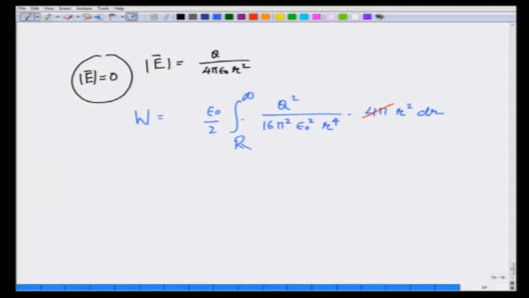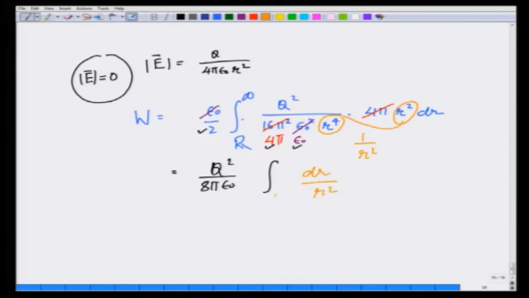Let us cancel a few terms. This 4 pi cancelling with this, 16 pi square gives me 4 pi, epsilon 0 cancels with this, gives me epsilon 0. So, I end up getting 1 over 8 pi epsilon 0, that is this half, this and this, q square integration. This r square with this gives me 1 over r square, dr over r square, from r to infinity, which is the same as q square over 8 pi epsilon 0 r, same answer as earlier.